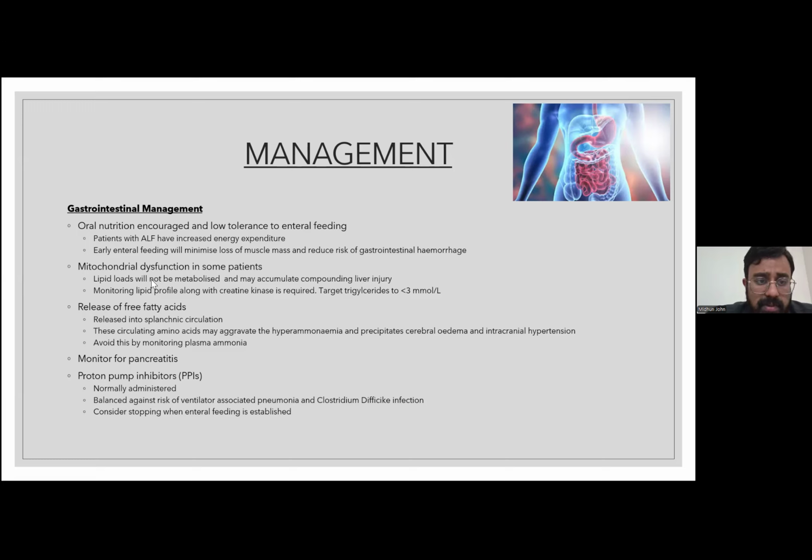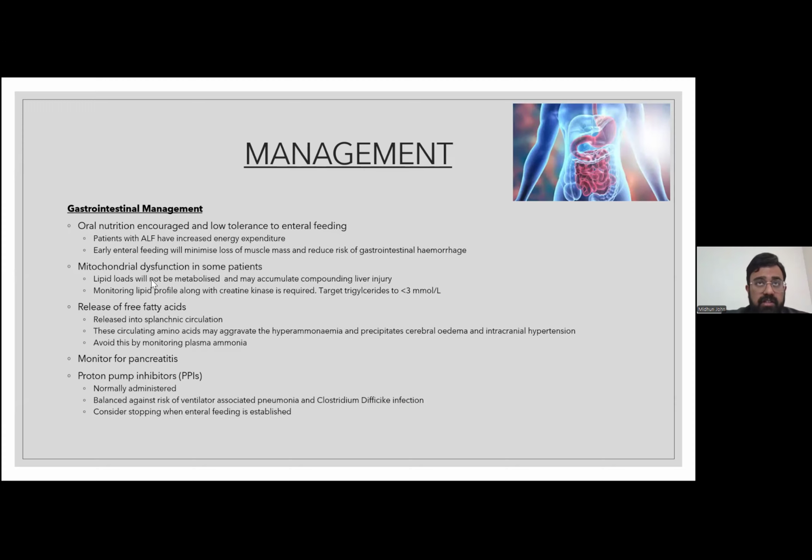Mitochondrial dysfunction in certain patients, especially because lipid loads are not metabolized, will further liver injury. So it's important to make sure that they are getting enough lipids, but the guidelines did mention that you must target, from a dietary or nutrition point of view, triglycerides less than 3. The release of free fatty acids into the splanchnic circulation can aggravate the hyperammonemia and precipitate cerebral edema and intracranial hypertension. So it's important to avoid this by monitoring our ammonia levels.